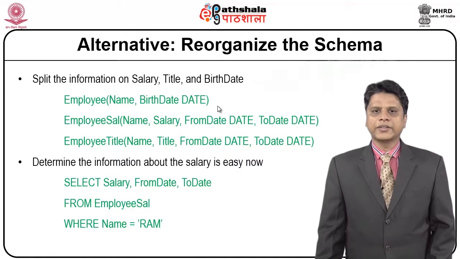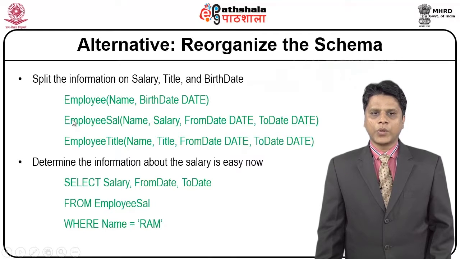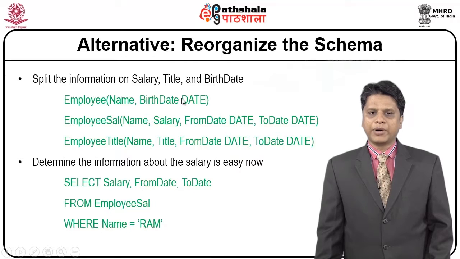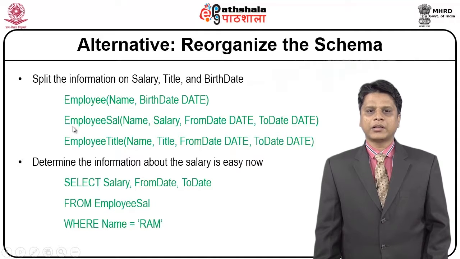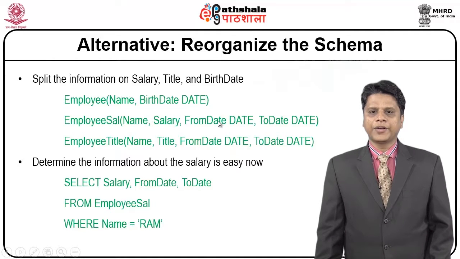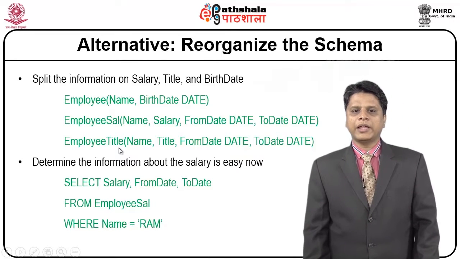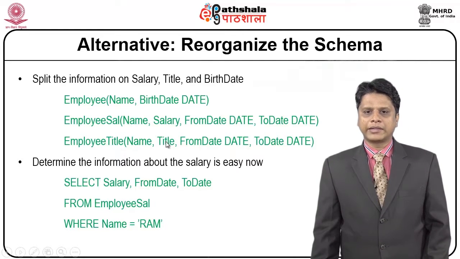There are alternatives to reorganize the schema, where we can split the information on salary, title and birth date. Say for example, I write a relation employee with the attributes name and birth date alone. There can be another relation which can accommodate name, salary, from date and to date. So this becomes part of the employee salary relation, and there will be a list of attributes named name, title, from date and to date, which will be part of employee title.